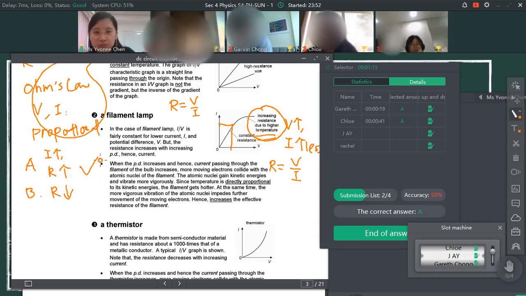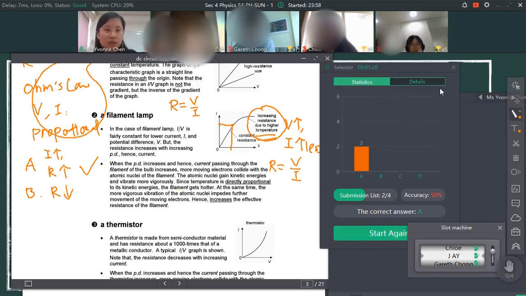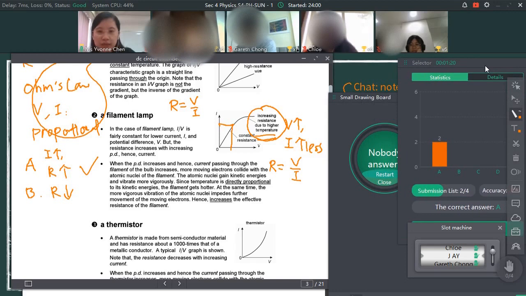So the answer should be A. Okay, so the answer should be A. I'll end the answer here. Okay, so the answer should be A.